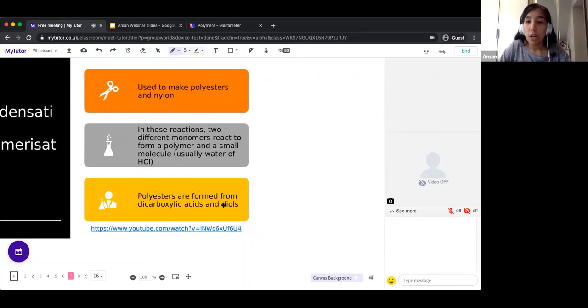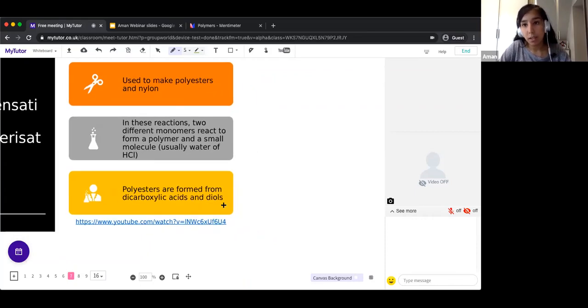So these join up to form a polyester. And as I said, I'm going to draw it for you tomorrow properly so you can see it. But for now, I'm just going to talk through it. So a dicarboxylic acid and a diol join up to form a polyester. And that's essentially all you need to know.